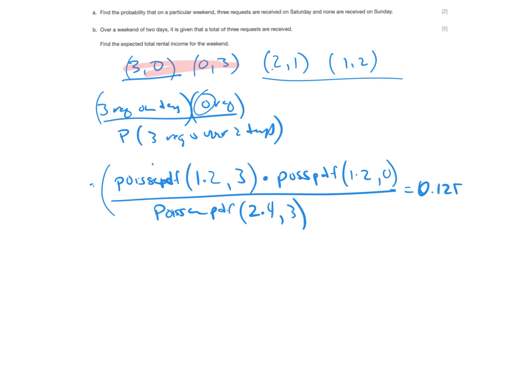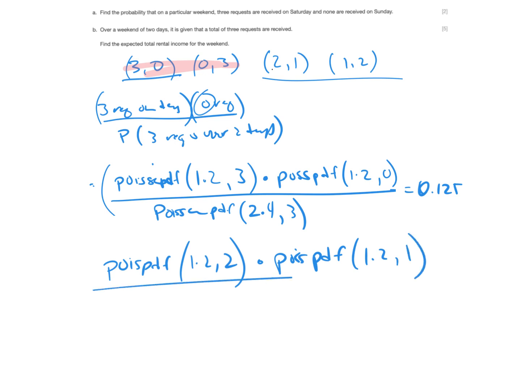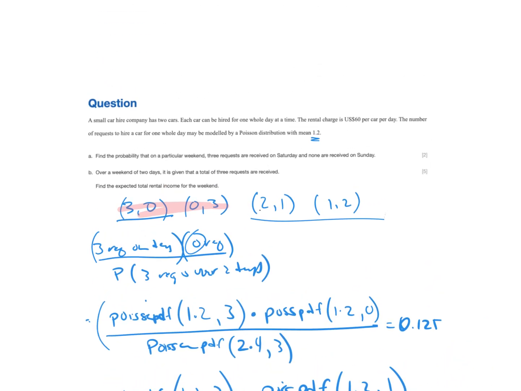So now going to the next one, it's going to be the Poisson PDF of 1.2, comma 2 times Poisson PDF of 1.2, comma 1 over, again, the Poisson PDF of 2.4, comma 3. And when I do that calculation, I get 0.375.